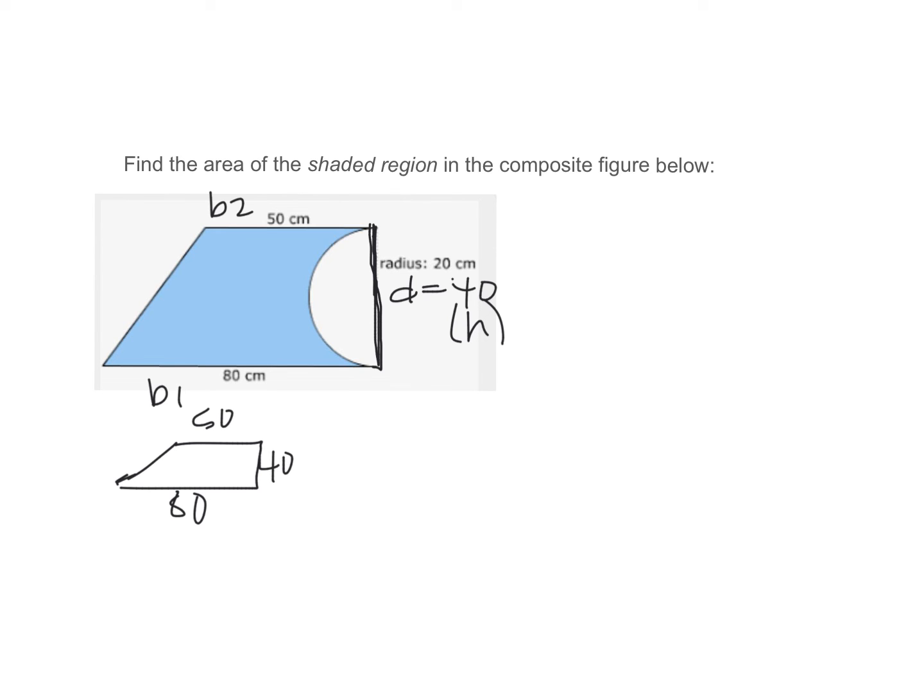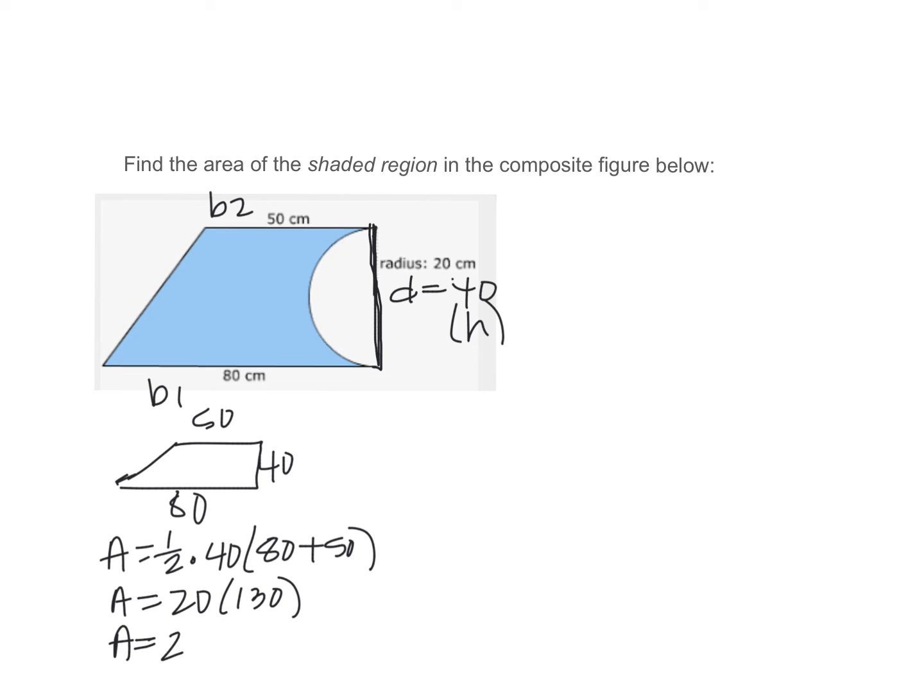Remember, it doesn't matter too much which bases are labeled where. So then we do half of the height times the sum of my bases. Half of 40 is 20, so I'm just going to do that right now. 20 times 130, because 80 plus 50 is 130. I know that 2 times 13 is 26, and then I add my 2 zeros. So A equals 2,600 centimeters squared. That's my trapezoid.